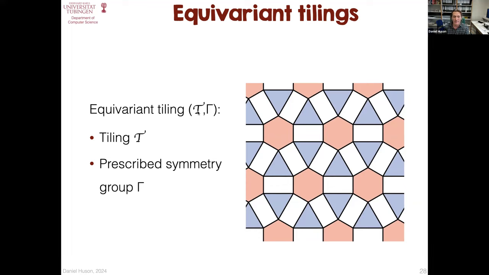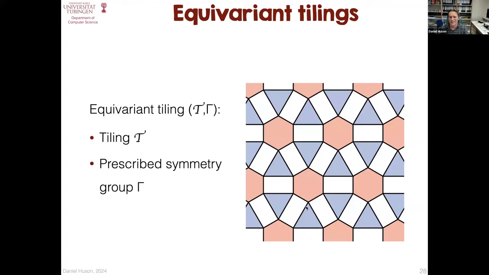Equivariant means, in this particular case, that we take a tiling and we prescribe the symmetry group. One way you could proceed is to say, I've got a set of tiles, and the symmetry group is the full set of symmetries of those tiles.